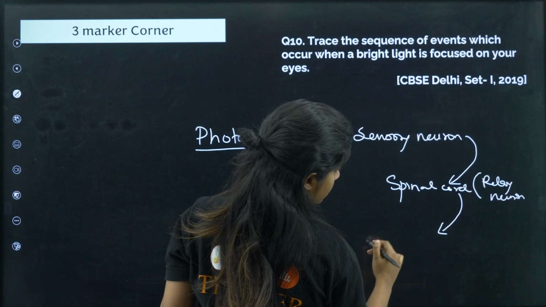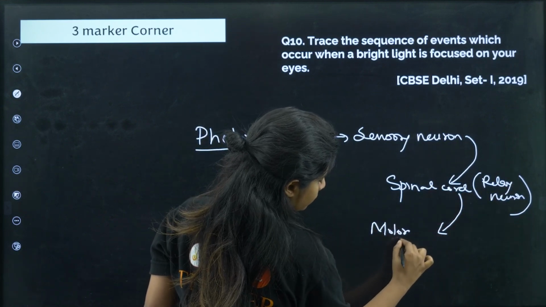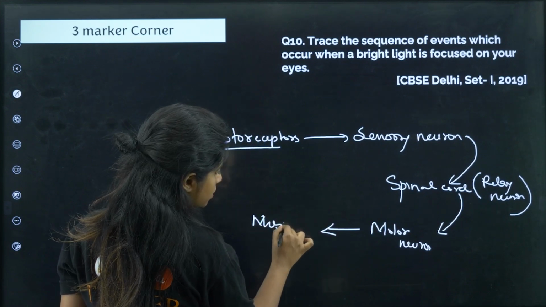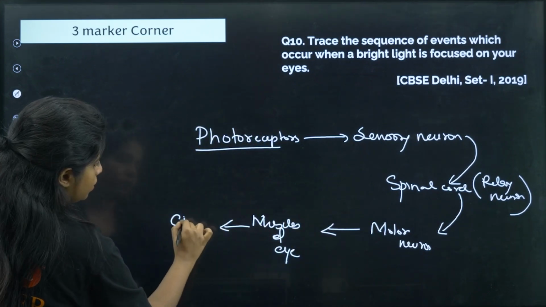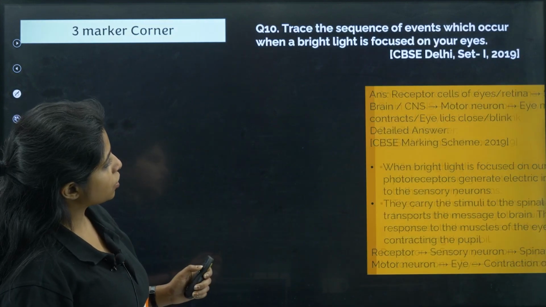And then what happens? This relay neuron will be sending signal to what? Motor neuron. And now this motor neuron would be sending signals to the muscles of the eye. And hence we would be closing our eyes.